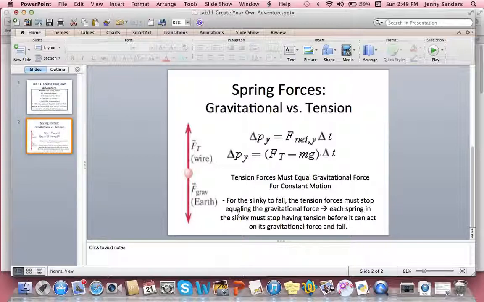But if you wanted the slinky to fall, the tension forces must stop equaling the gravitational force. So this force must stop equaling completely the downward force. Each spring in the slinky must stop having tension before it can act on its gravitational force and fall. So you can understand that, in the slinky we saw in the video, the bottom stayed still because the tension force still equaled the gravitational force. And then once the tension force wasn't there anymore, it fell according to gravity. So that's my video, and you can see how my computational model modeled the actual slinky in the video.